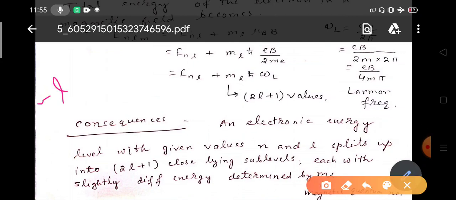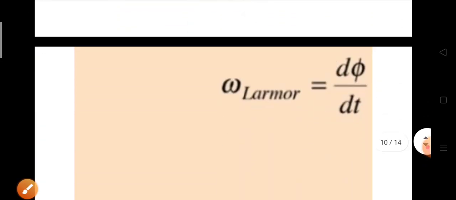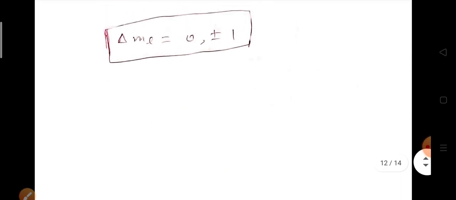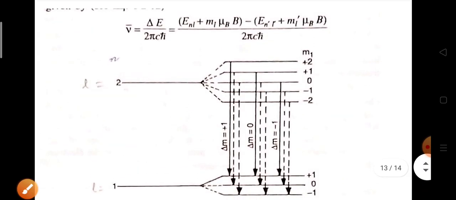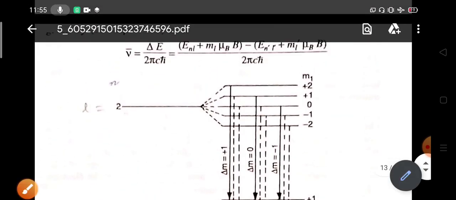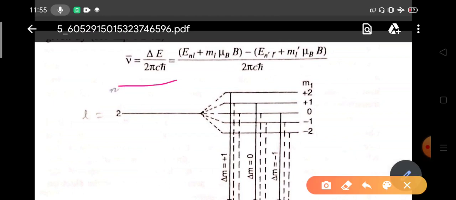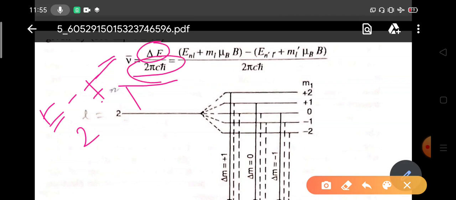Suppose ml has values from minus L to plus L, so the energy levels will be split by certain different amounts of energy. This was described by Zeeman, and the allowed selection rule was delta ml equals 0, plus or minus 1. Now whenever you take this in terms of wave number, we explain it as wave number equals the energy difference between the two levels, that is E2 minus E1, divided by 2 pi c h cross.